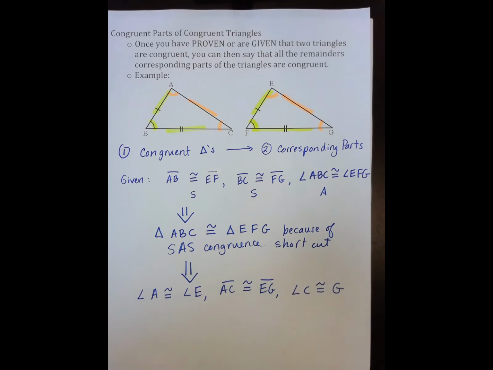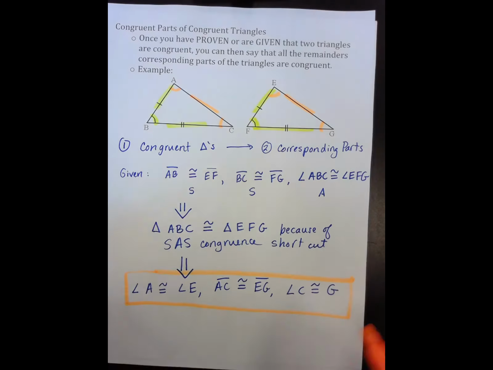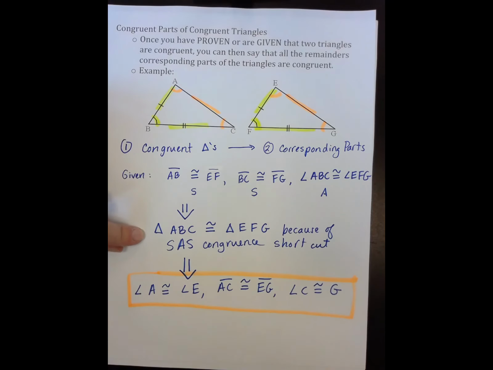Again, I can't say this part until I have said the triangles are congruent. And I can't say the triangles are congruent until I have enough information that proves that to be the case. I have to have one of my triangle congruent shortcuts satisfied.